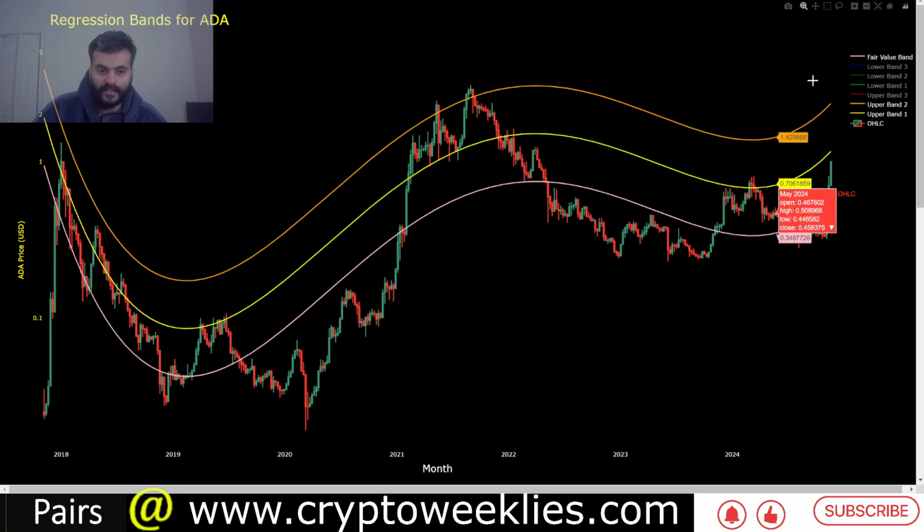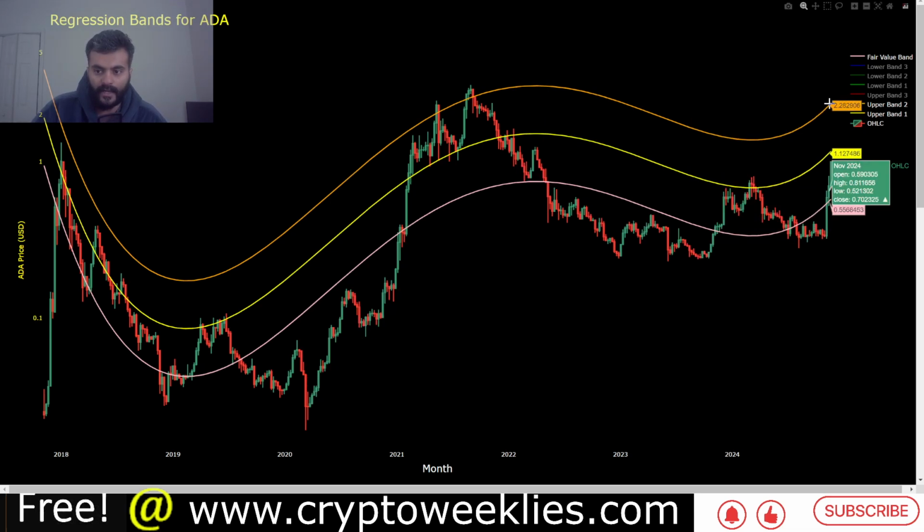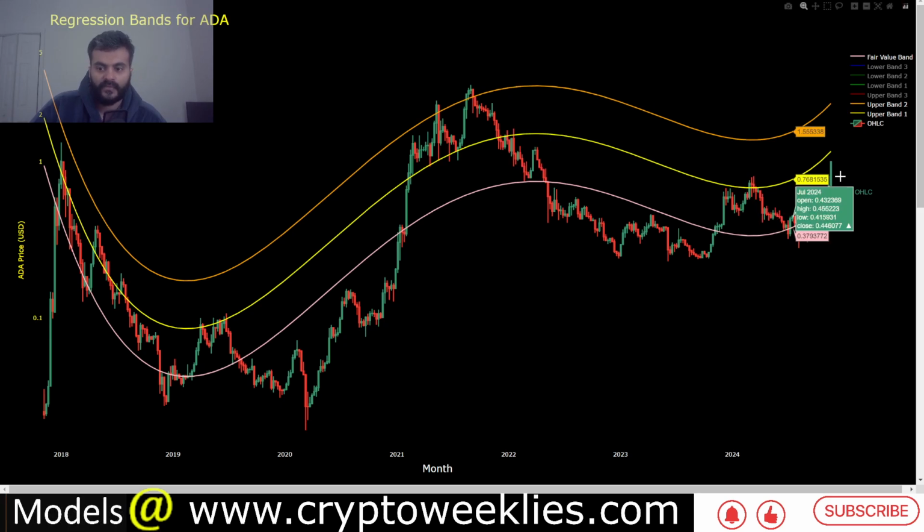And if we were to estimate it conservatively using the 2 standard deviation or 95% confidence level model, the 2 standard deviation ceiling for ADA is at around $2.28. So that is the upside.